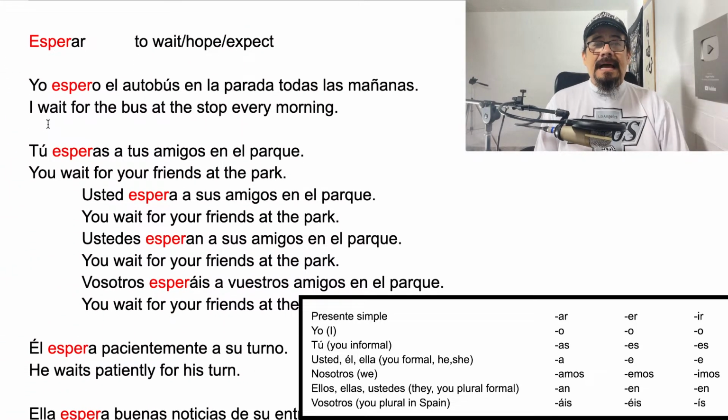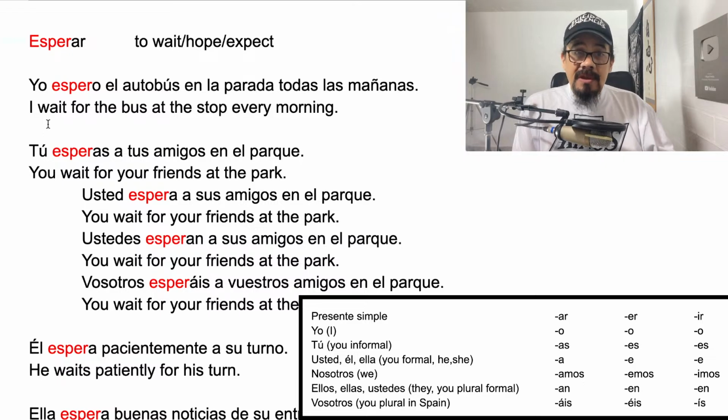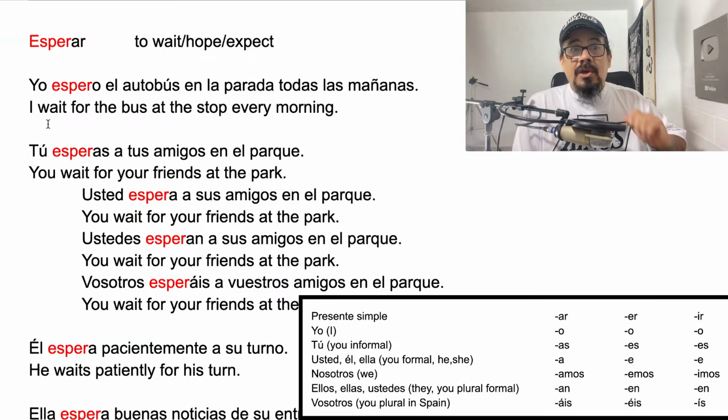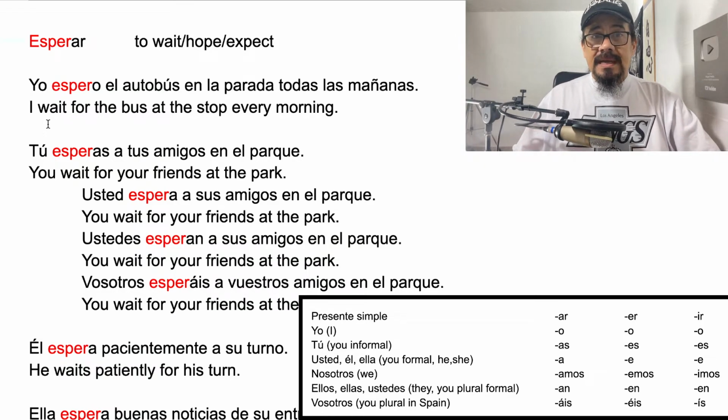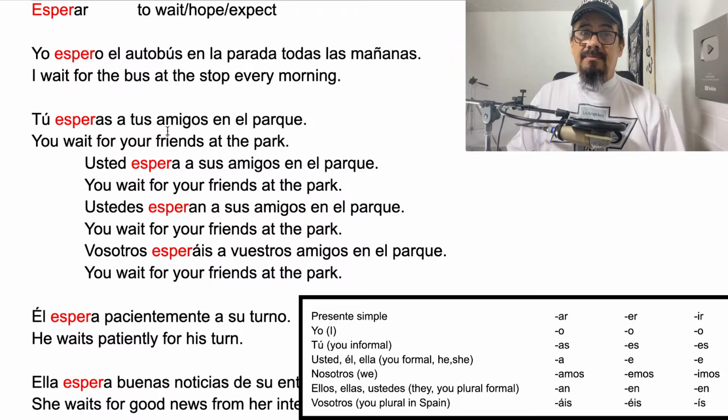Esperar. Esperar can be translated as to wait, to hope, or expect. Good thing is for the three verbs we use esperar. That's it. So, yo espero el bus en la parada todas las mañanas. I wait for the bus at the stop every morning.